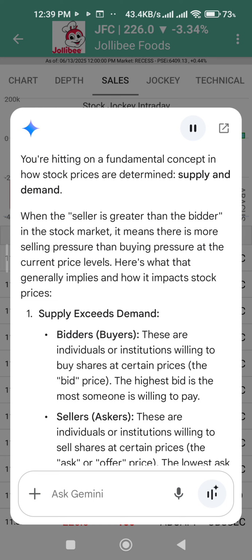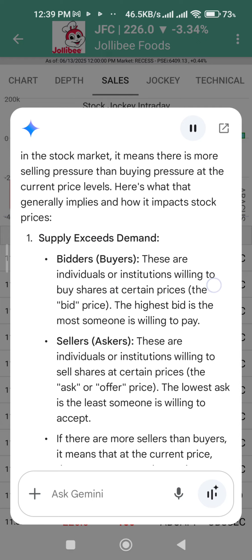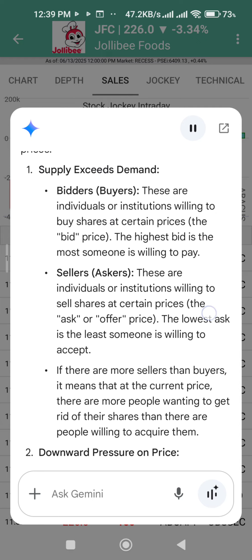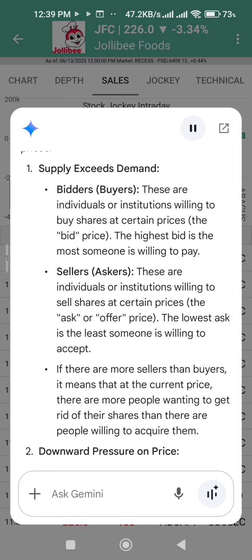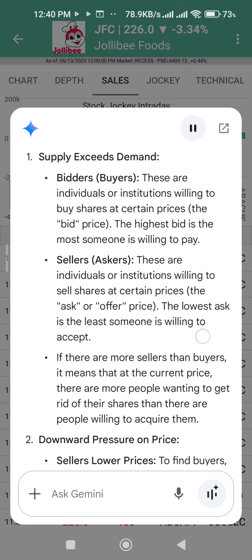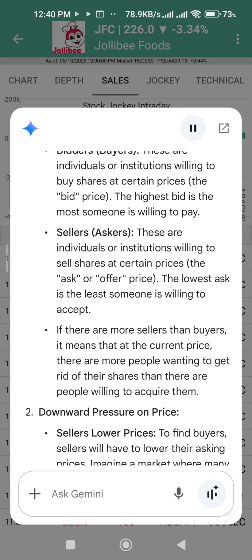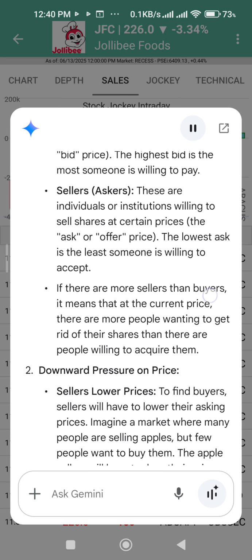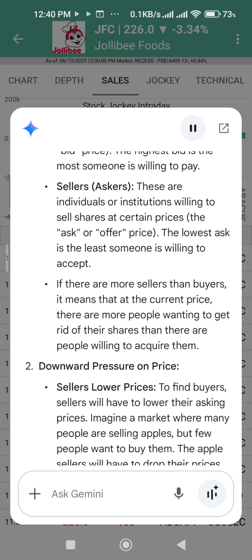1. Supply exceeds demand. Bidders, buyers. These are individuals or institutions willing to buy shares at certain prices, the bid price. The highest bid is the most someone is willing to pay. Sellers, askers. These are individuals or institutions willing to sell shares at certain prices, the ask or offer price. The lowest ask is the least someone is willing to accept. If there are more sellers than buyers, it means that at the current price, there are more people wanting to get rid of their shares than there are people willing to acquire them.